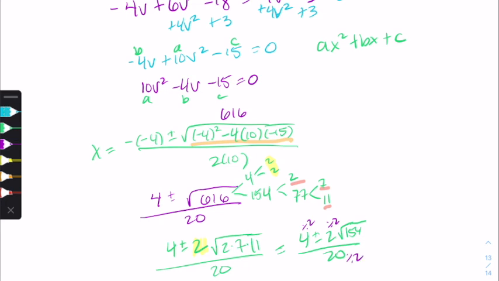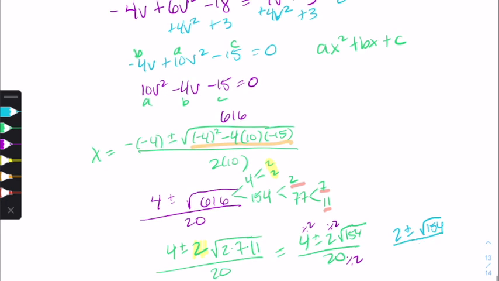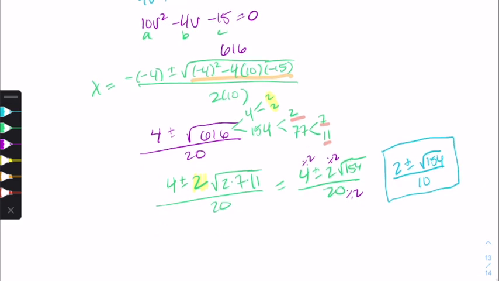So then 4 divided by 2 is 2. I keep the plus or minus. 2 divided by 2 is just 1. So this is 1 root 154, which I can just write as root 154. And then 20 divided by 2 gives us 10. So then this is my answer. Now remember that this represents two answers. This is 2 plus root 154 over 10 and 2 minus root 154 over 10.